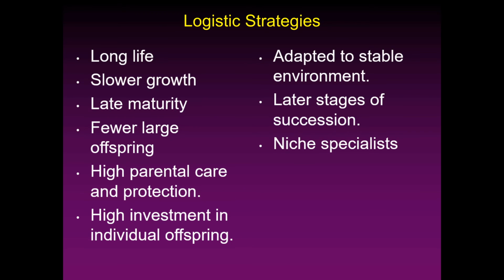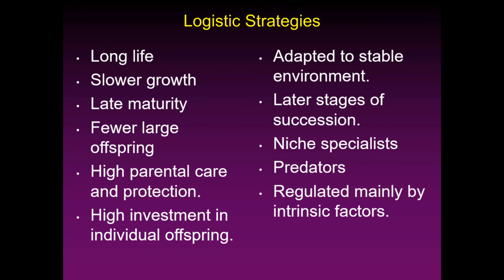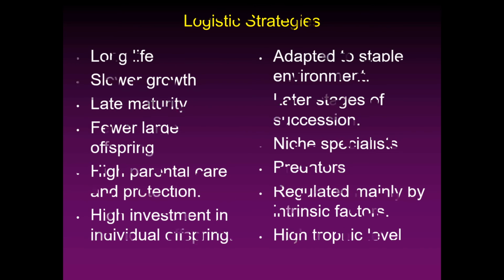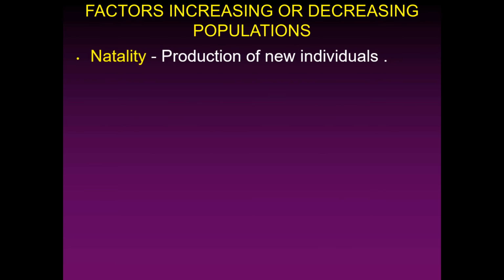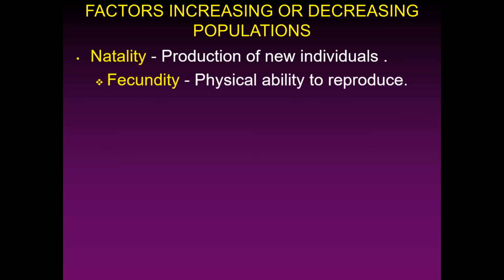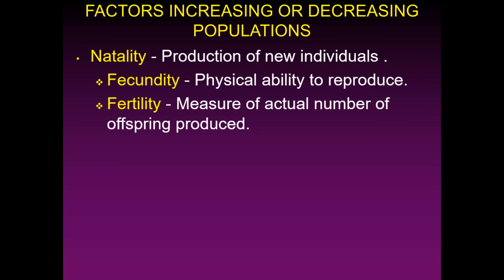Tend to be niche specialists. They're more predators, and because of that, they're higher up on the trophic scale, regulated mainly by intrinsic factors. And like I said, they're higher up on your trophic levels. So factors increasing or decreasing populations include natality, which is the production of new individuals, compared to fecundity, which is the physical ability to reproduce. Fertility is the measure of the actual number of offspring produced.